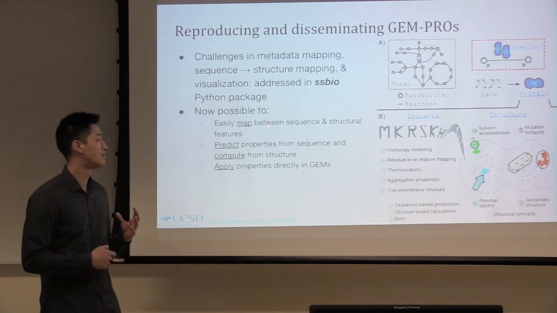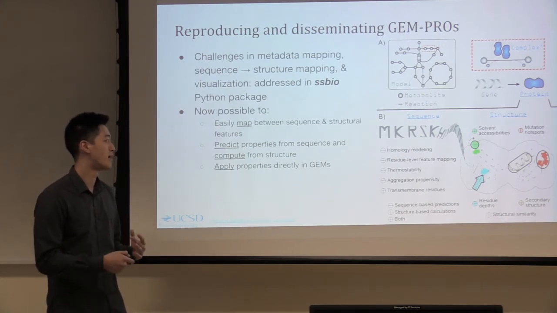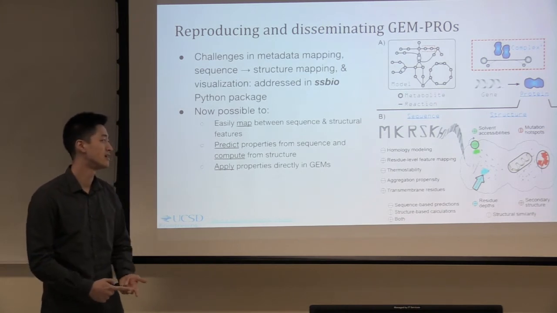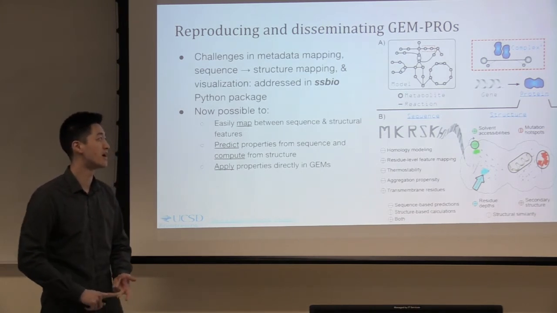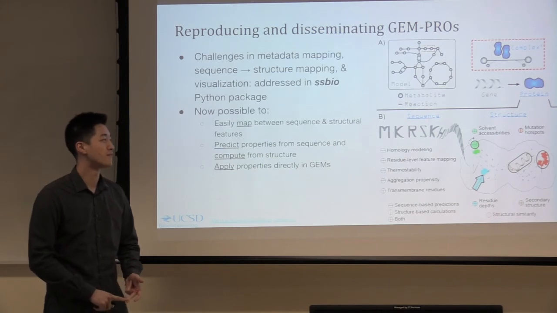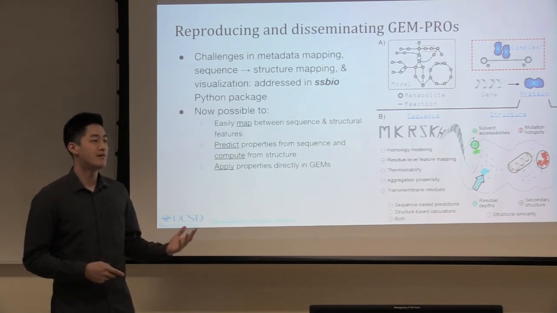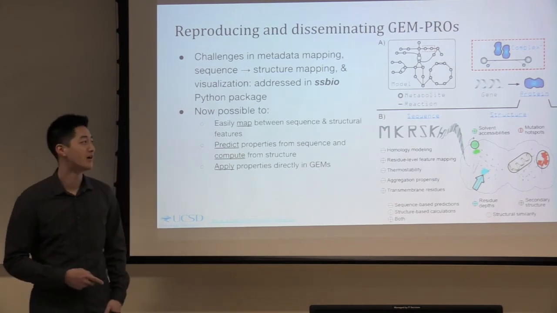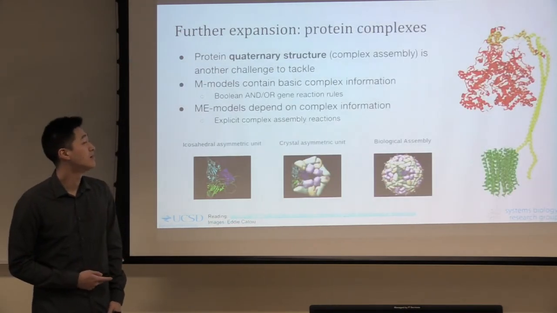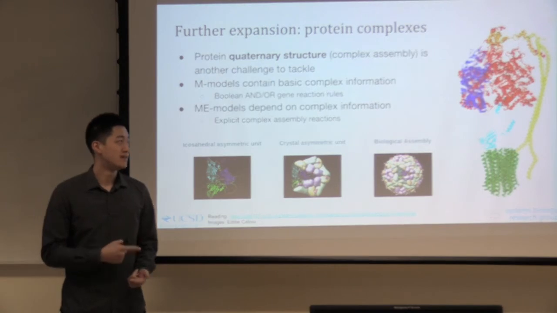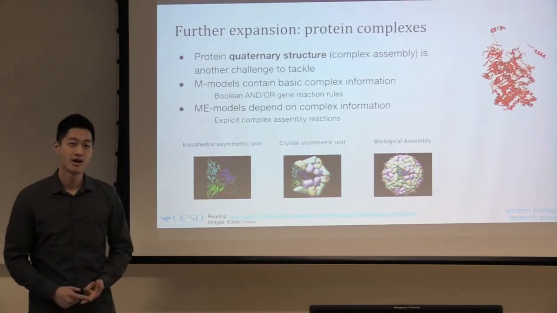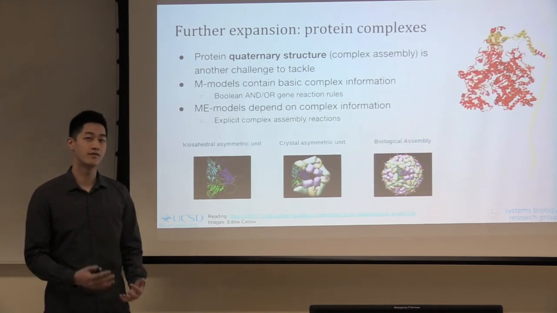So now it's easily possible to do all these ID mappings, predict these properties either from sequence or compute them from structure and apply them directly in genome-scale models. And so with that, I hope it makes it easier for people to do structural systems biology on a large scale. So there are a couple of things I didn't mention as part of the GEM-PRO pipeline that we are currently working on and we would like to consider for further expansion.